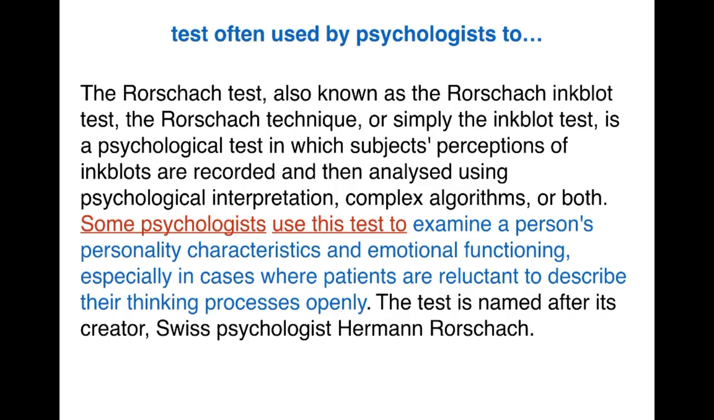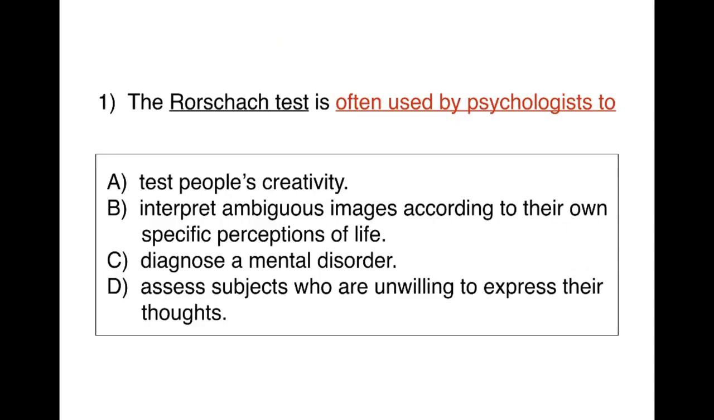What is it used to do by psychologists. We could underline some keywords in the part that I've put in blue. Examine, reluctant to describe their thinking. So it's examining people who are reluctant to describe their thinking. Now we need to match this to the sentence endings. So if we go to the endings, it's often used by psychologists too. Well, was it about creativity? No. Was it about interpret ambiguous images?